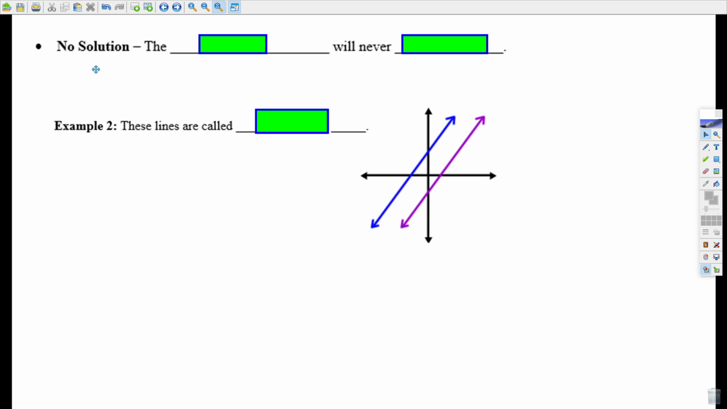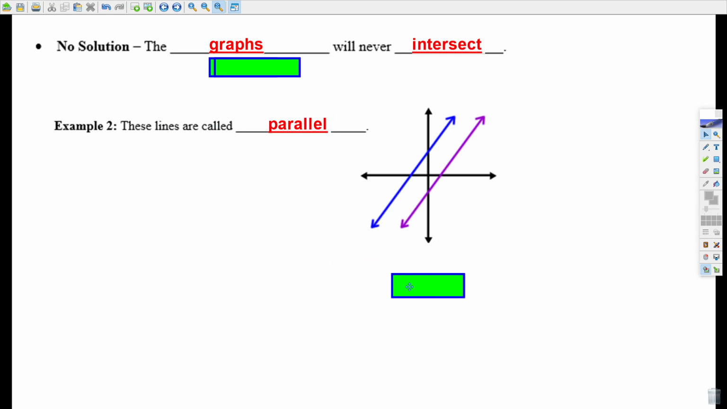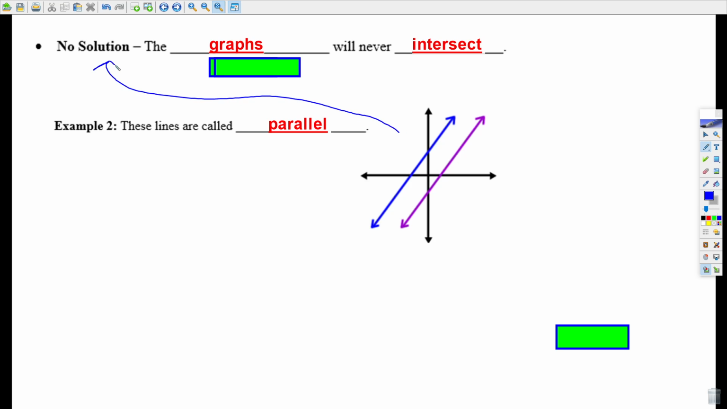So the first possibility is that they actually don't intersect, right? It's called no solution. That means they don't intersect at all. The graphs will never intersect. And we've already talked about this, so here's an example. You have two lines that you draw. You say, hey, they're not going to ever intersect. They're called parallel. The lines over here are called parallel. They never intersect. But these go hand in hand. If you ever get a graph like this, you would call this no solution. There's no solution there. No answer of where they intersect.